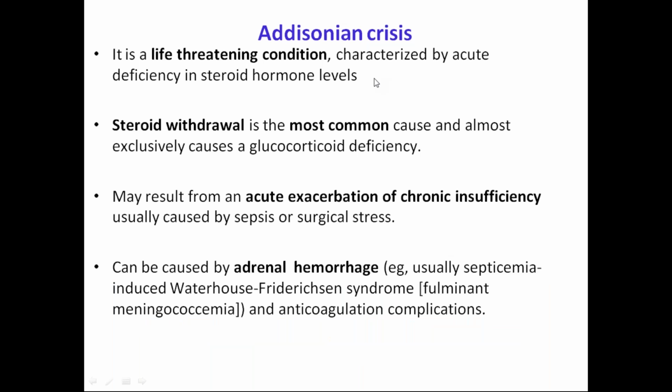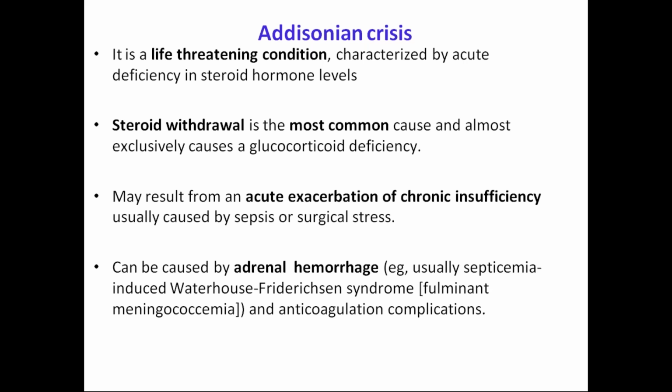So what is Addisonian crisis? It is a life-threatening condition characterized by acute deficiency in steroid hormones. Steroid withdrawal is the most common cause and almost exclusively causes a glucocorticoid deficiency. The example of the patient I told you about is a typical case of Addisonian crisis. It may result from acute exacerbation of chronic insufficiency, usually caused by sepsis or surgical stress. It can be caused by adrenal hemorrhage, with septicemia-induced Waterhouse-Friderichsen syndrome, fulminant meningococcemia, and anticoagulation procedures.